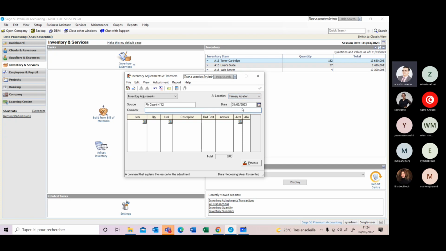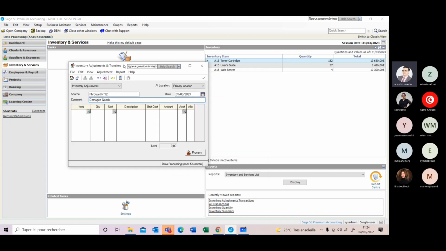And for the comment, of course, you put the date. The date is the date of the reporting date, the date you prepare the financial statements, because you need the adjustments at that date. For the comment, you put, I don't know, say damaged goods as an example, okay?